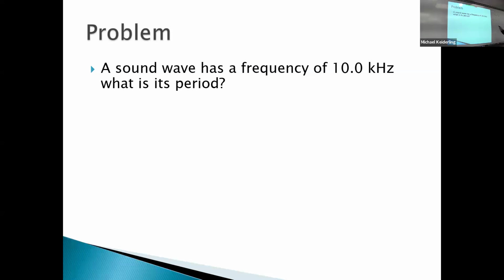If a sound wave has a frequency of 10 kilohertz, that's 10,000 hertz, what is its period? That's at the high end of human hearing, because human hearing goes from about 20 hertz to 20 kilohertz. Unless you're old and beat up your ears like me, and then it cuts off before 20 kilohertz.